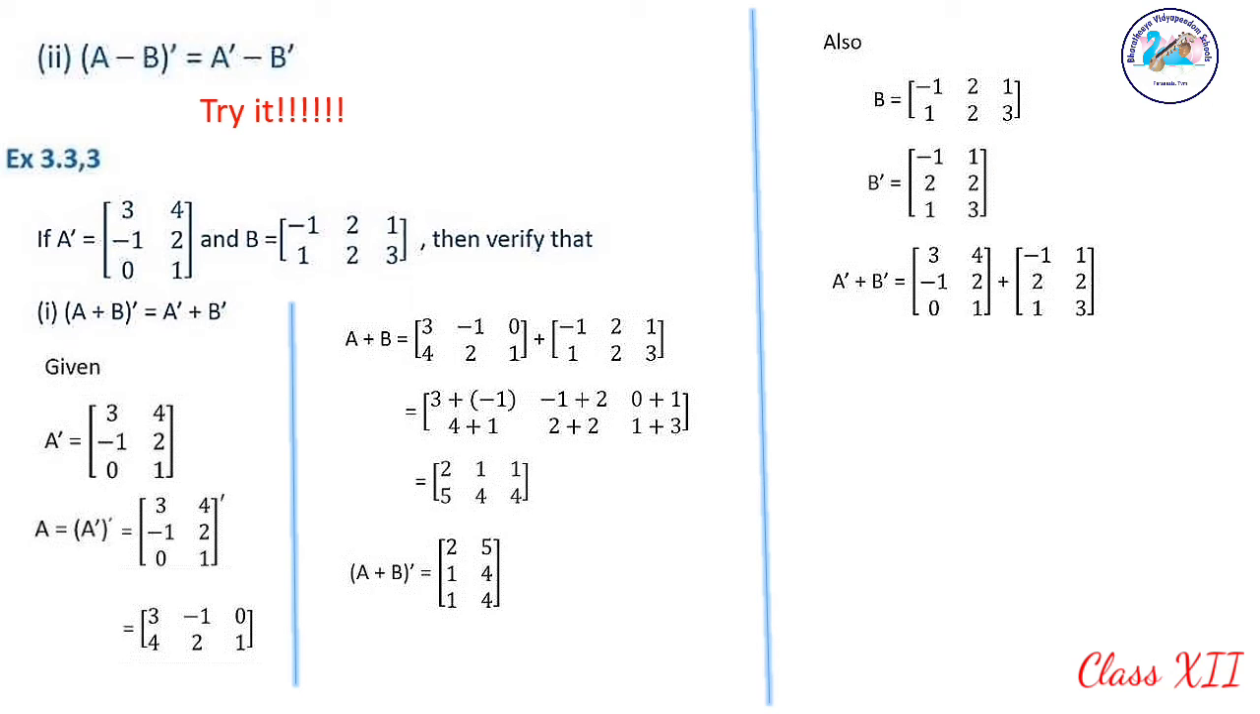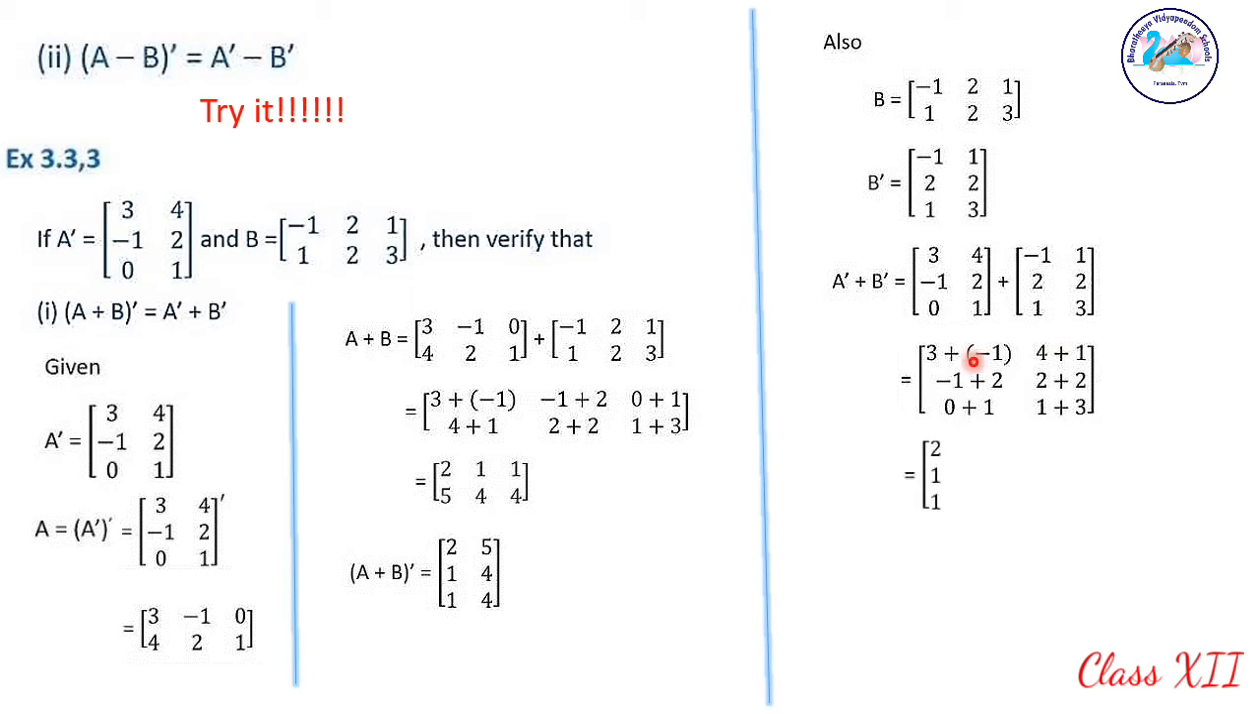So just add A transpose plus B transpose. A transpose is given to us, 3 4 minus 1 2 0 1, that is here. B transpose we have calculated. For the sum, just add the individual corresponding elements. 3 plus minus 1 is mentioned here. 4 plus 1 it's here. Minus 1 plus 2 it is here. 2 plus 2, that is second element in second row. 0 plus 1, first element in third row. 1 plus 3, that is second element in the third row.